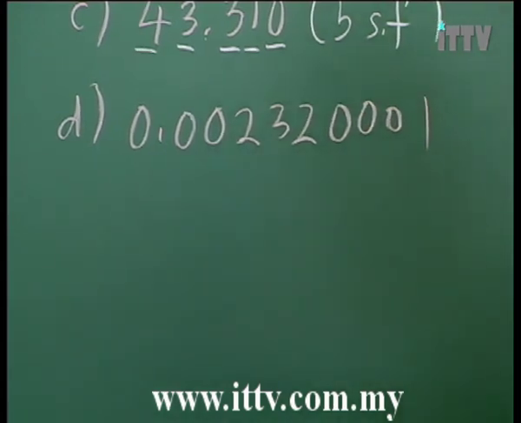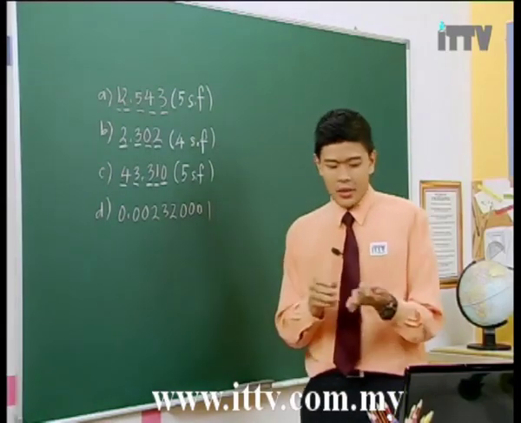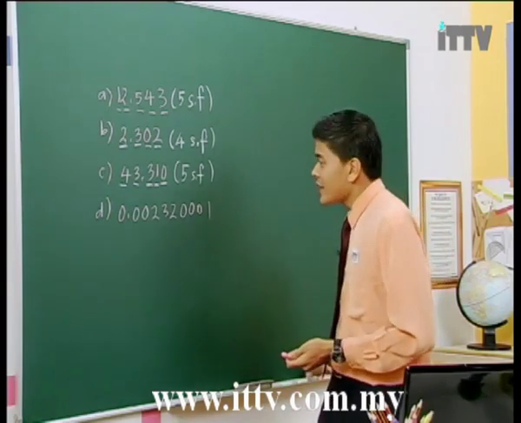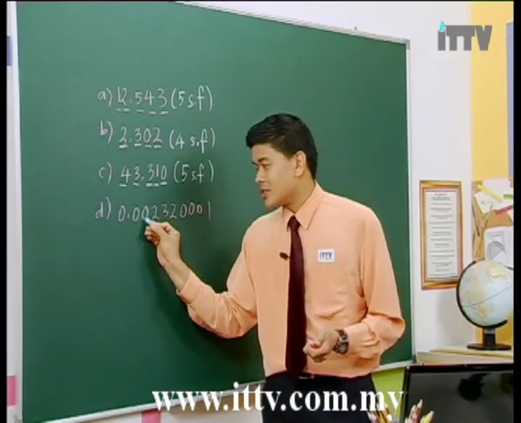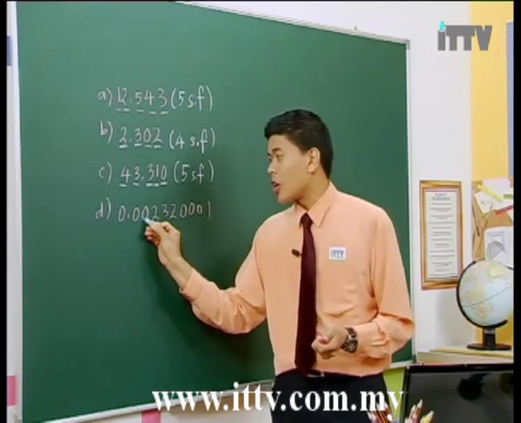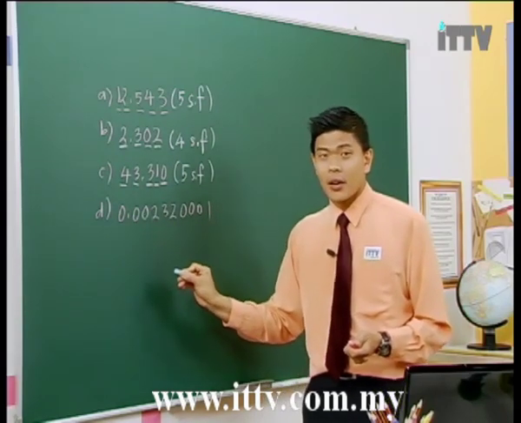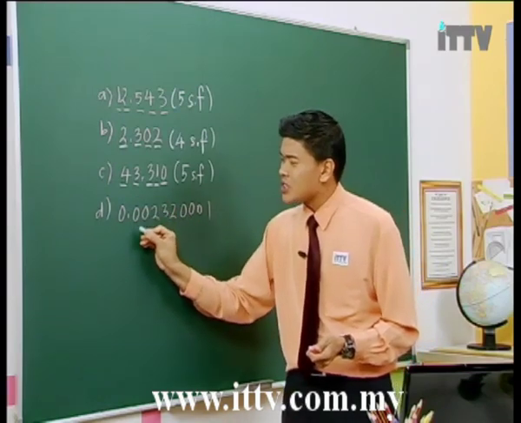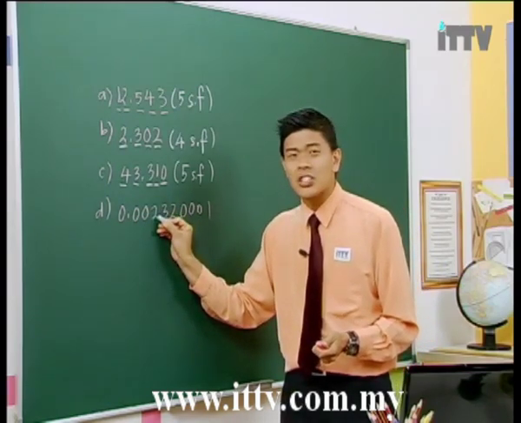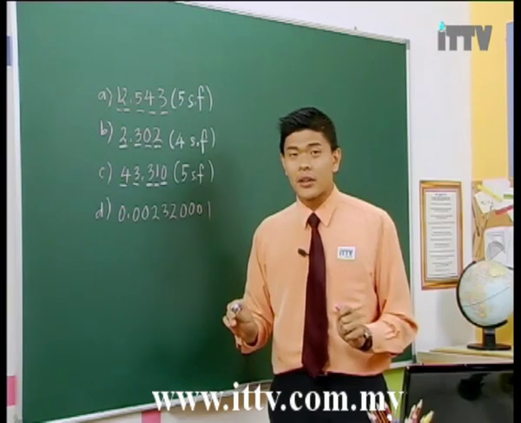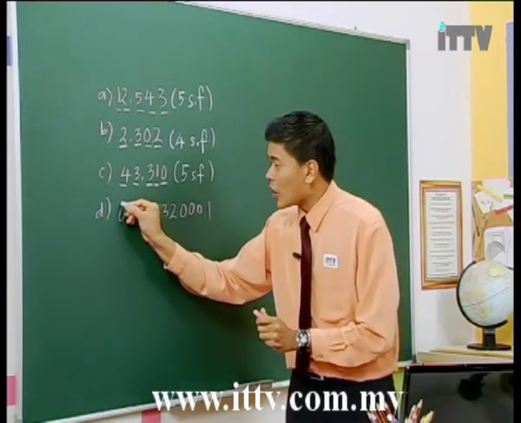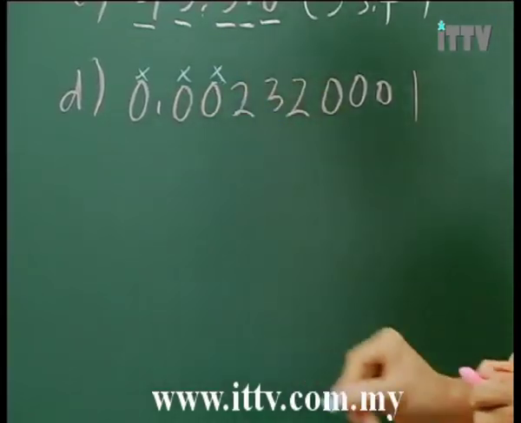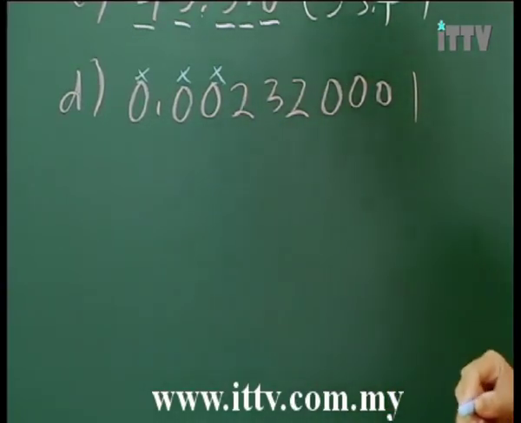0.002320001. Alright, there are many rules here. Look carefully. The zeros at the front are called leading zeros. When you have zeros before any non-zero digit, they are not significant. So these 3 are not significant figures.